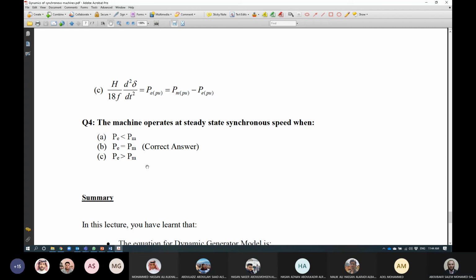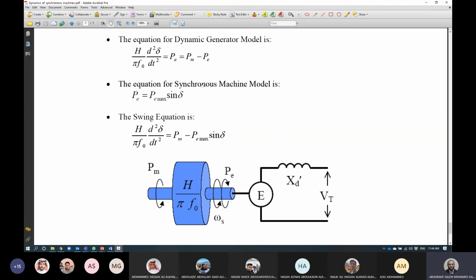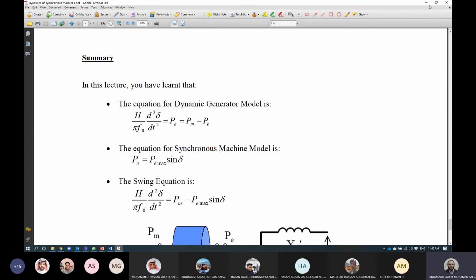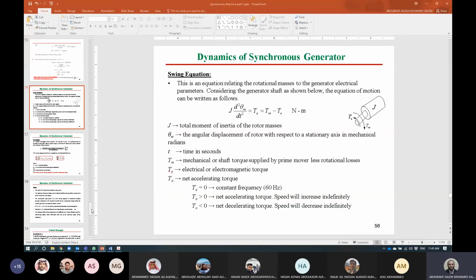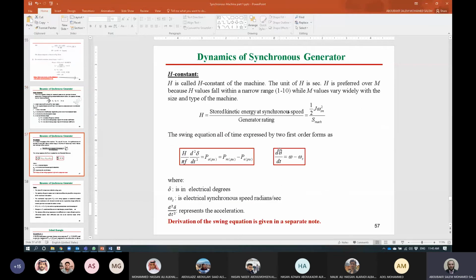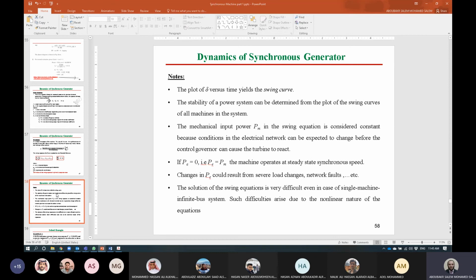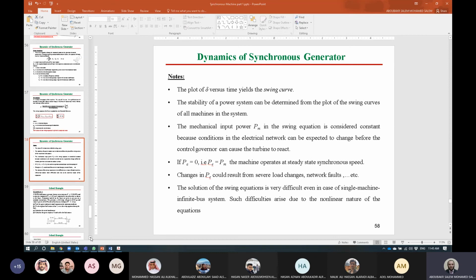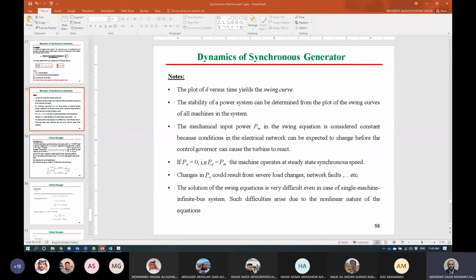Okay, guys. The machine operates at steady state synchronous speed when, as we said, the electrical power PE equals PM. Okay, guys? So this was the dynamics part. What we need to discuss here, we have only one fast example. In the slides, guys, I just added the notes of relations. However, the revision is given in another slide, and here we have some notes of what we already discussed in the other file, and I shared the other file with you on Blackboard.